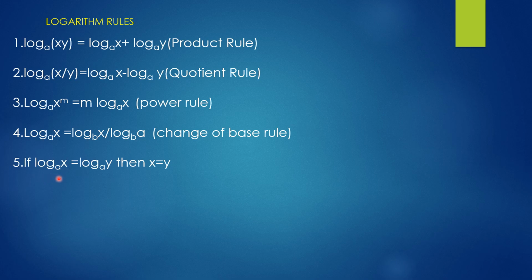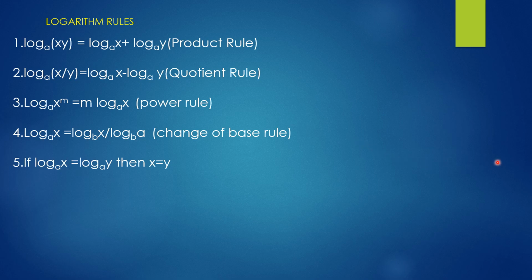Next one, see this one. If log x to the base a is equal to log y to the base a, then x is equal to y. Logarithm of x to the base a is equal to logarithm of y to the base a, then x is equal to y. These are known as the logarithmic rules. So derivations are also there. How can we prove it? It is also given in your textbook. I will explain all these derivations in another video.